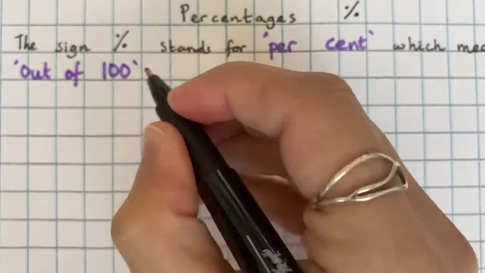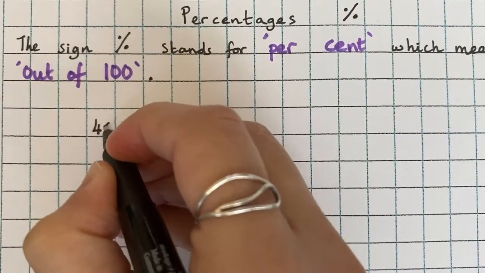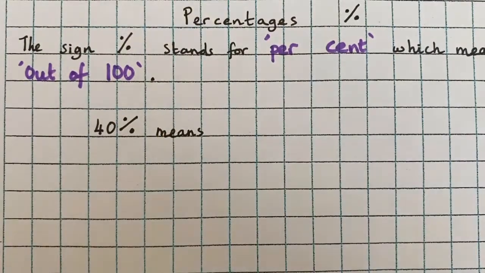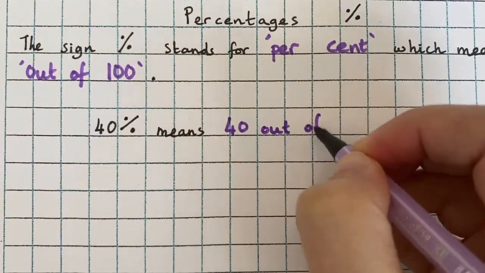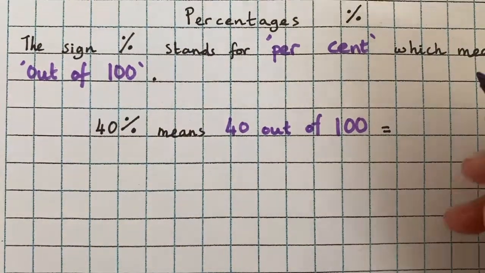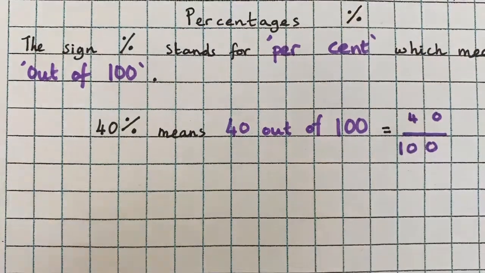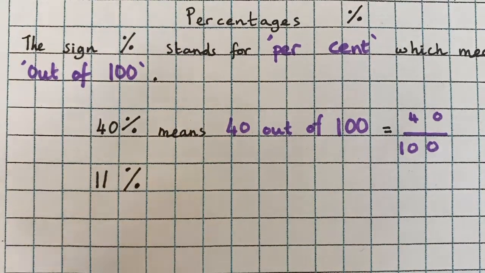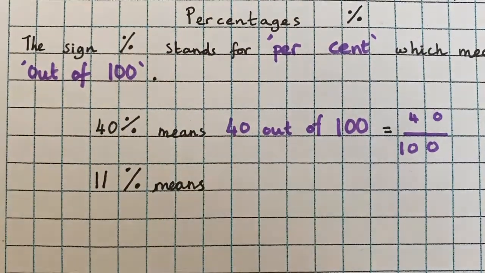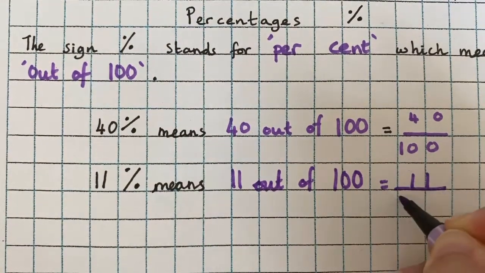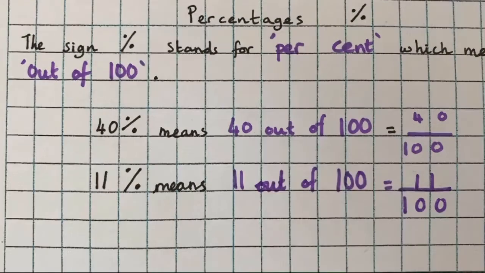So if we have 40%, what does that mean? Yeah, 40% means 40 out of 100. And if we write that as a fraction, it would be 40 hundredths. What about 11%? What does 11% mean? 11% means 11 out of 100, which equals 11 hundredths.